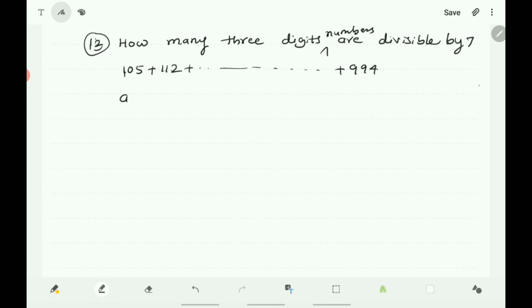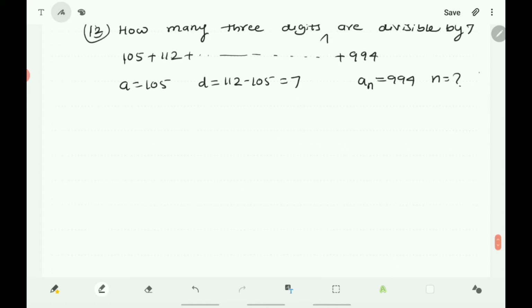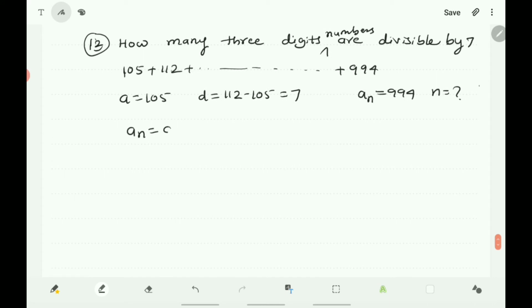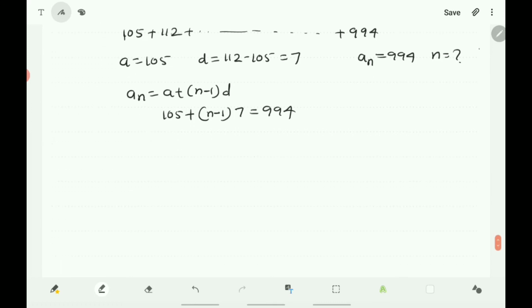Consider a, the first term is 105 and the common difference is naturally 7, because the numbers are divisible by 7, that is 112 minus 105, that is 7, and the last term is an, that is 994, and find n. Write the formula for an here. An is equal to a plus n minus 1 into d, where a is 105, n we have to find out, d is 7, is equal to 994.